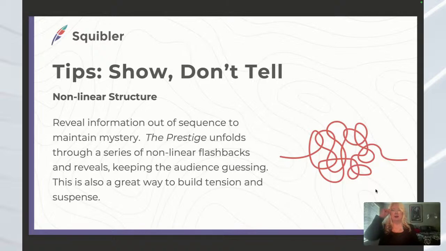Another way to develop showing and not telling and limiting your exposition is to use a nonlinear structure. You might want to reveal information out of sequence, out of order, to maintain that sense of mystery. The Prestige is one of my favorite movies. And in books, it unfolds through a series of nonlinear flashbacks, and it's going to reveal things slowly, keeping the audience guessing. This is a great way to build tension and suspense. So I recommend it if you're writing thrillers or crime.